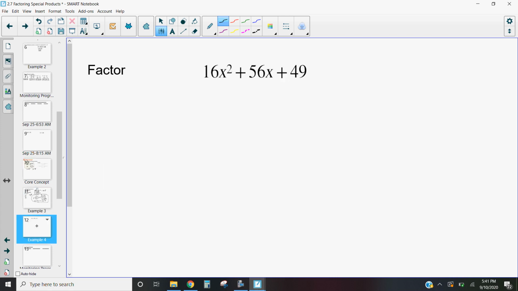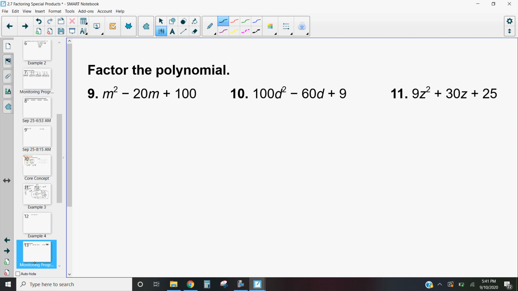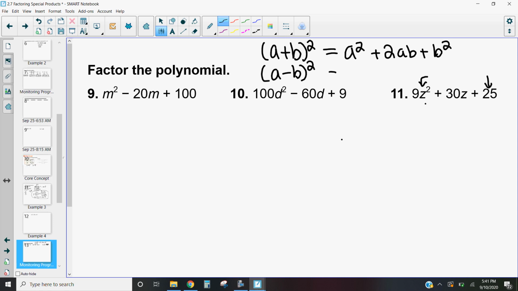So I want you to take a second to factor all three of these ones. Decide, is it going to end up being a plus b squared, in which case it's going to be a squared plus 2ab plus b squared? So check to see, are these two terms here going to be squares? And then if they are, does this middle term work out? Or is it going to be an a minus b squared because it's a squared minus 2ab plus b squared?